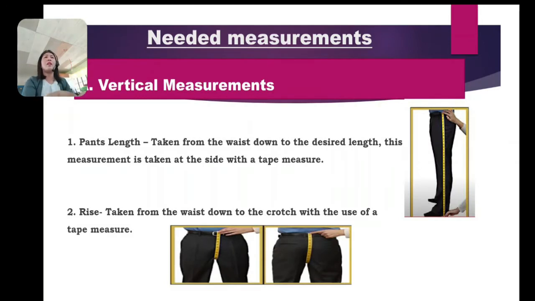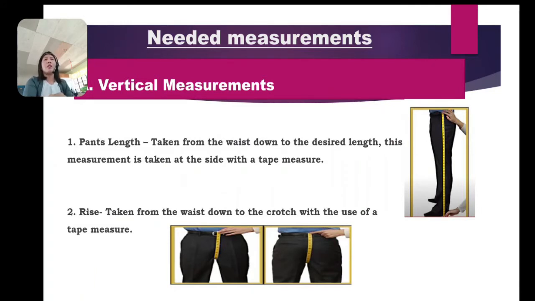So here are the needed measurements. First is your vertical measurements. For vertical measurements, they are taken from top to bottom. So we have 2 measurements needed in our trouser for vertical measurements. First is pants length. For pants length, it is taken from the waist down to the desired length.